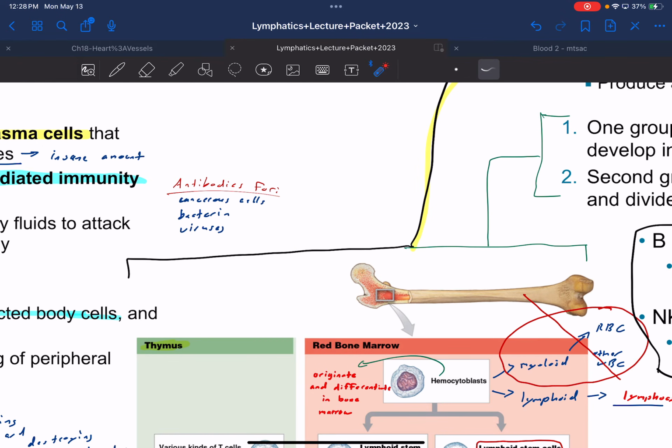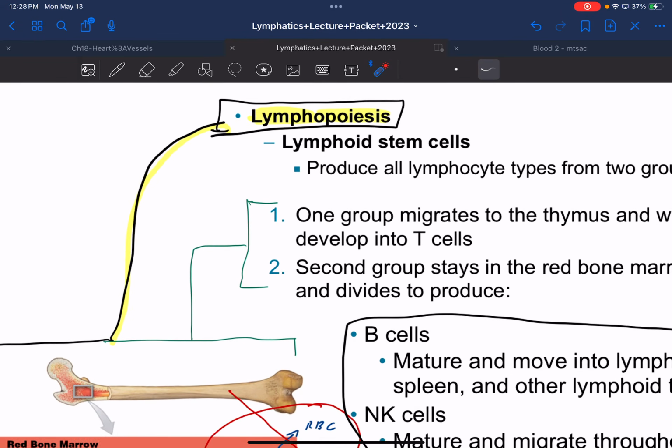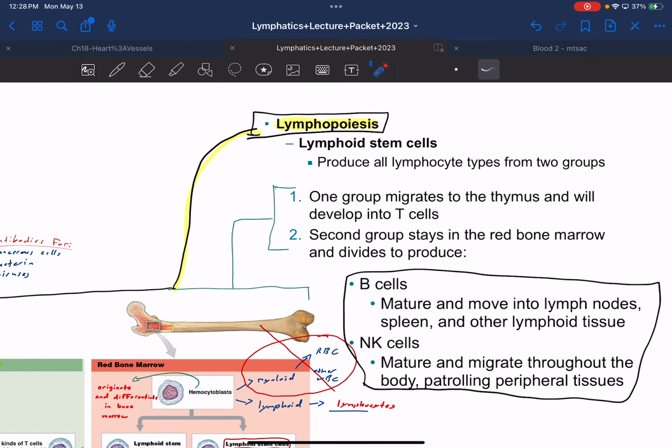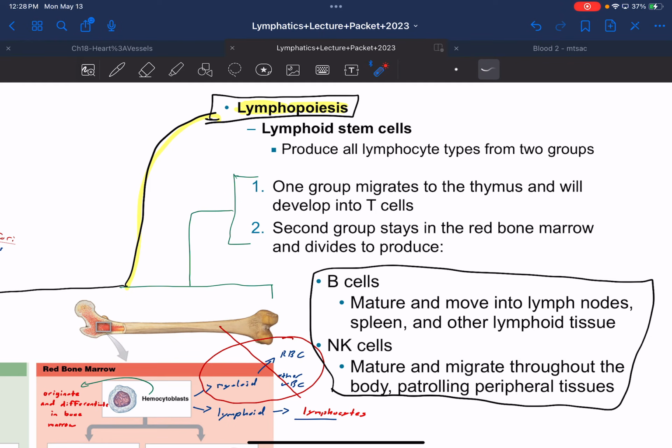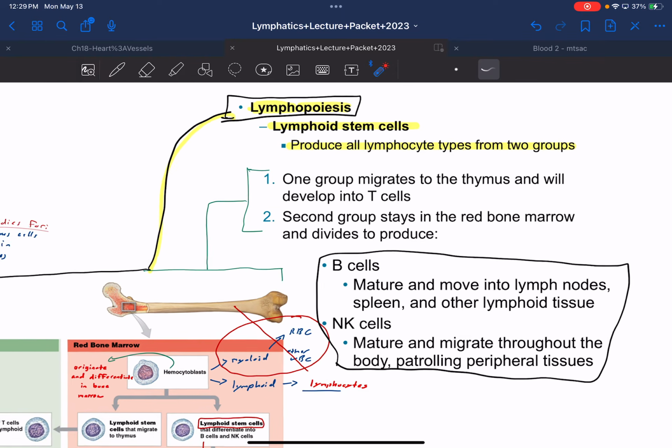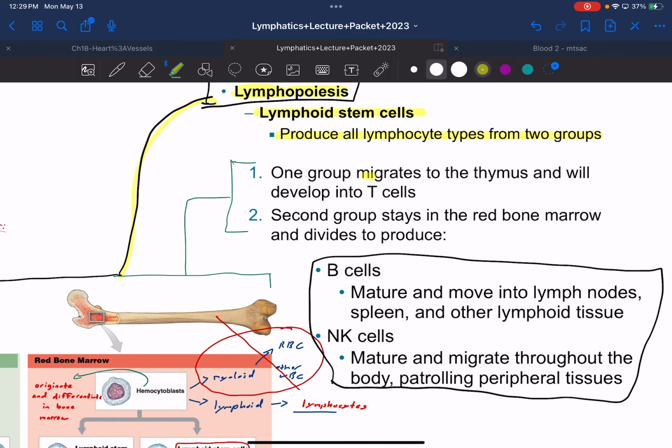And this entire process, right, as you can see my bracket here, is called lymphopoiesis. Those lymphoid stem cells we learned about in the blood chapter, they produce all the lymphocytes within the two groups. It just depends on where they migrate, and that's what points 1 and 2 are about, what we just mentioned. One group migrates to the thymus, T cells, red bone marrow, and they produce B cells and natural killer cells.